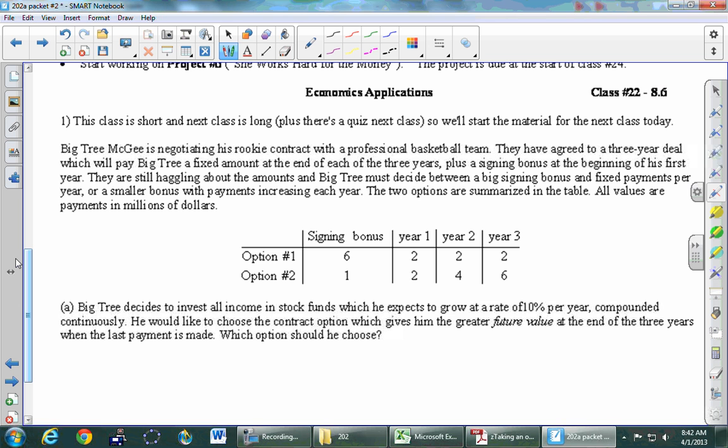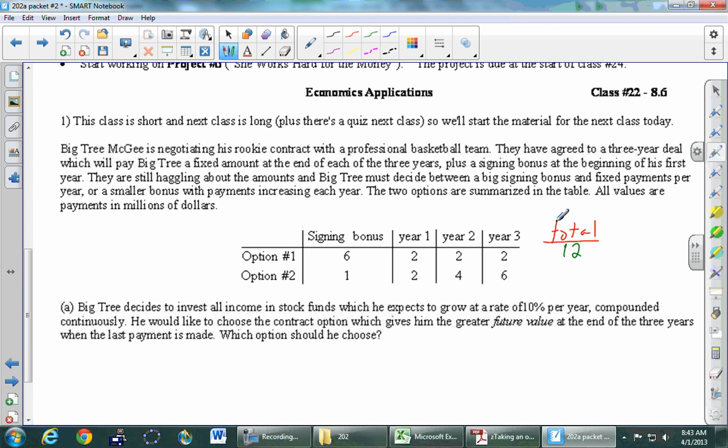So option number 1, we get the big signing bonus right now, and $2 million per year every year after that. I'm just going to make another column here to give me a rough sense of the total. How many millions is the first one worth? Yeah, with the signing bonus, option 1 all the way through. That's $12 million in total.